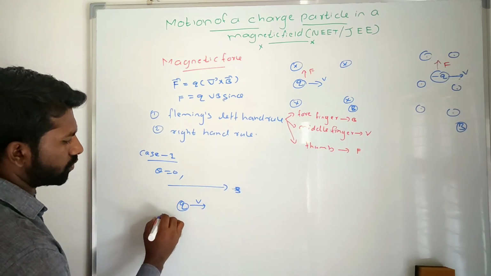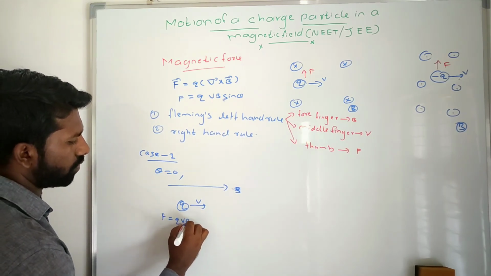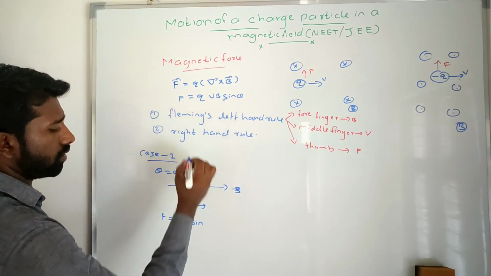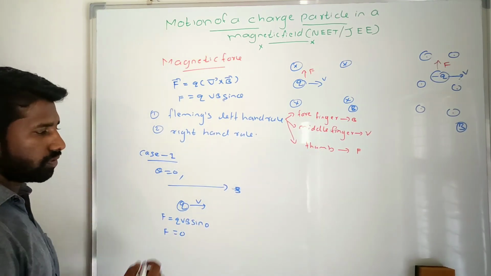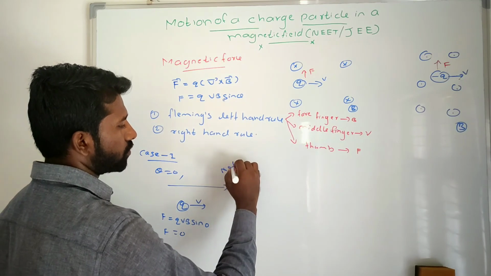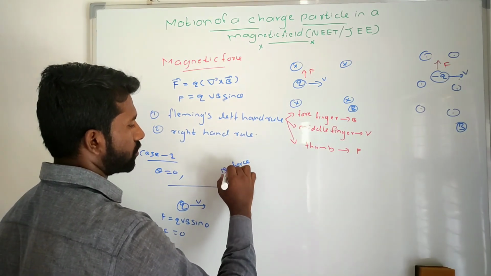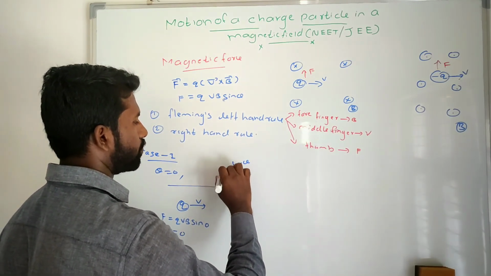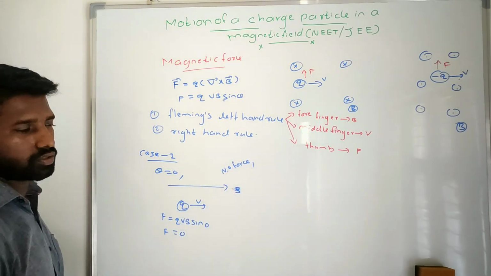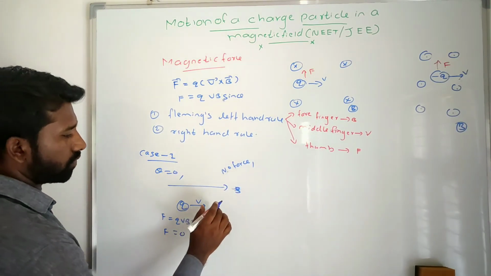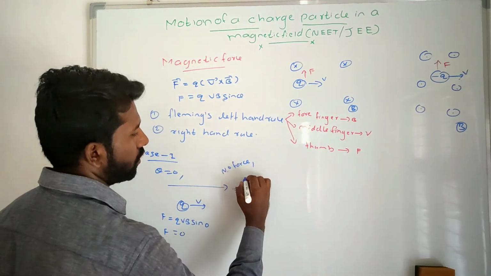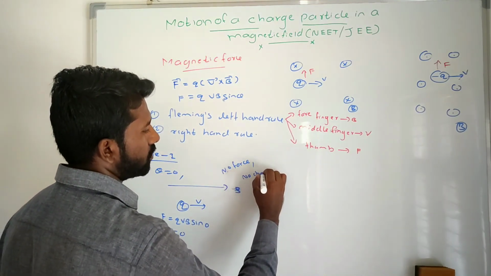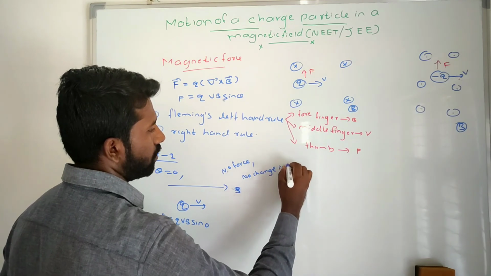What about the force? F is equal to QVB sin theta. Here theta is equal to 0, so this force is 0. So there is no force acting on it. No force. And what about the path of the charged particle? There is no change in the path of the charged particle. The charged particle moves in the same path. Okay. No change in the path.